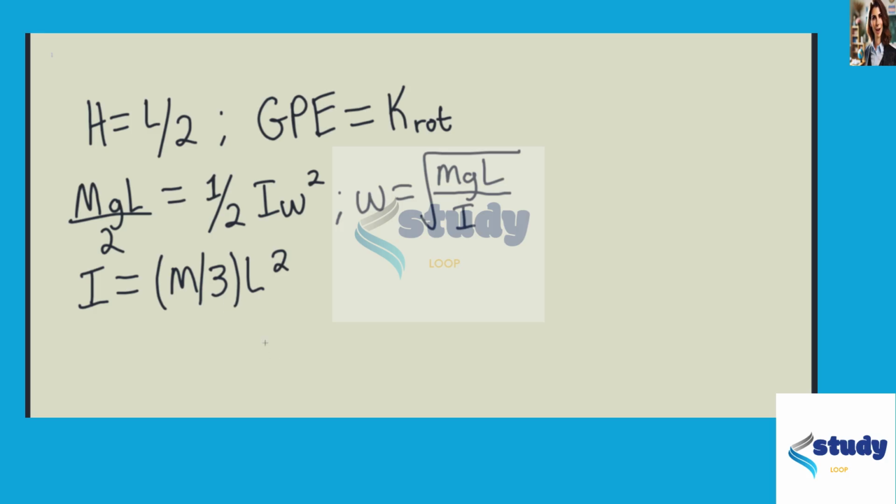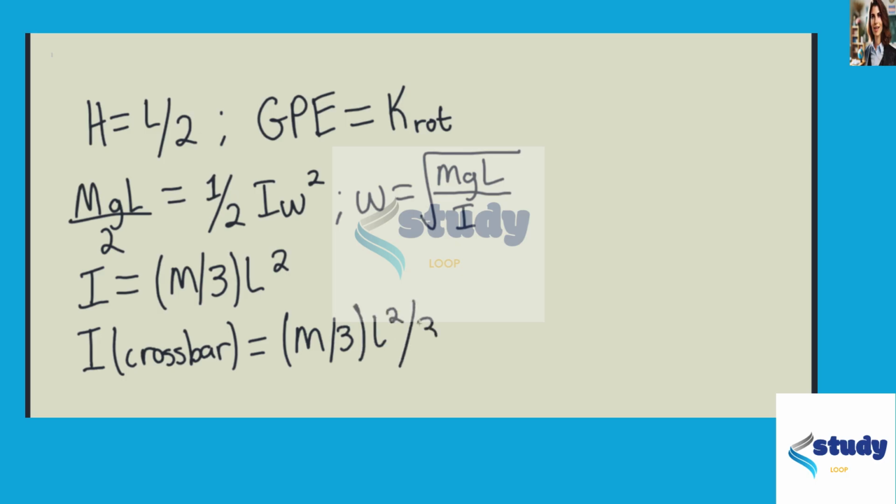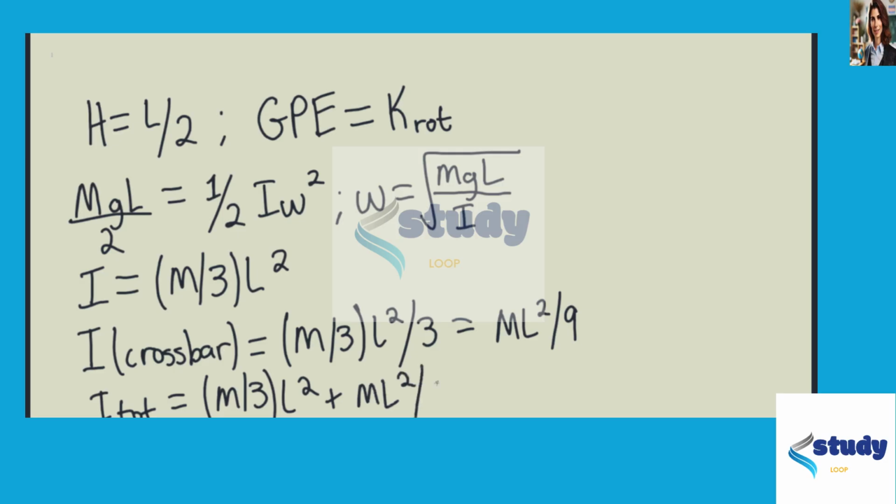So if it's rotating about one end, this means that the moment of inertia of the crossbar would be equal to m over 3 times L squared divided by 3. This is equaling mL squared over 9. Therefore, the total moment of inertia would be equal to m over 3 L squared plus mL squared over 9. This is giving us 4mL squared over 9.